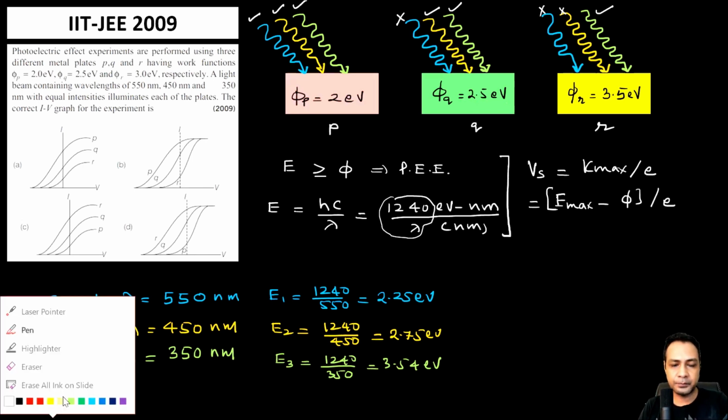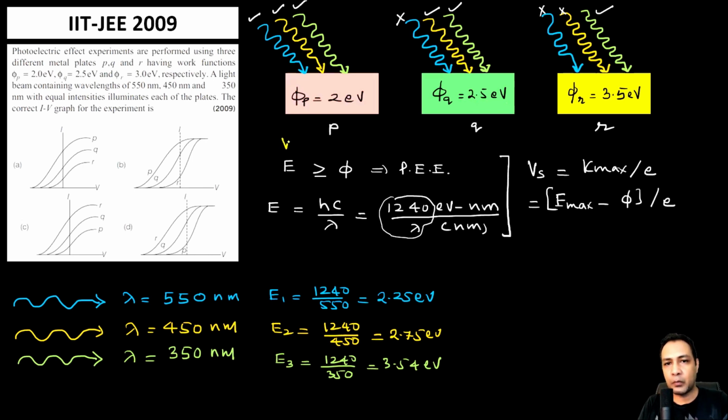So for the plate P, stopping potential will be 3.54 minus 2 divided by e. So that would be 1.54 volt. For the plate Q, stopping potential would be 3.54 minus 2.5 divided by e. So that would be 1.04 volt. And for the plate R, stopping potential would be simply 0.04 volt. So we got the stopping potential for all the three plates.